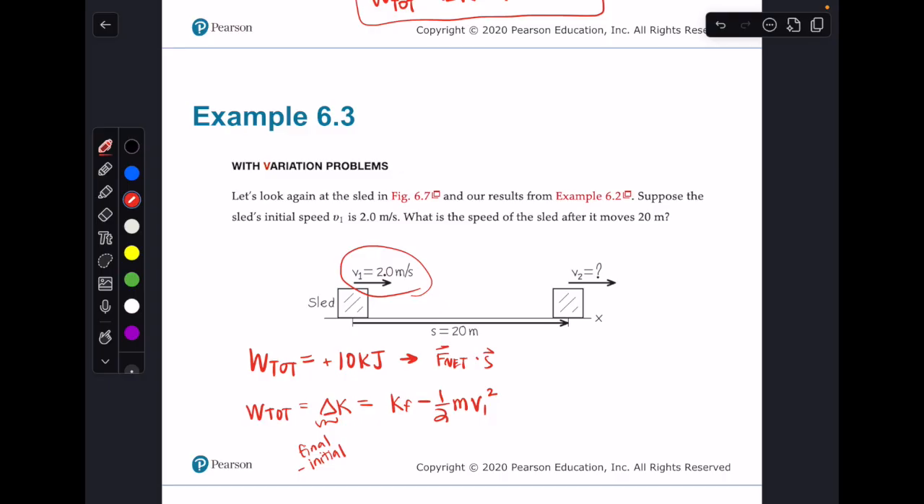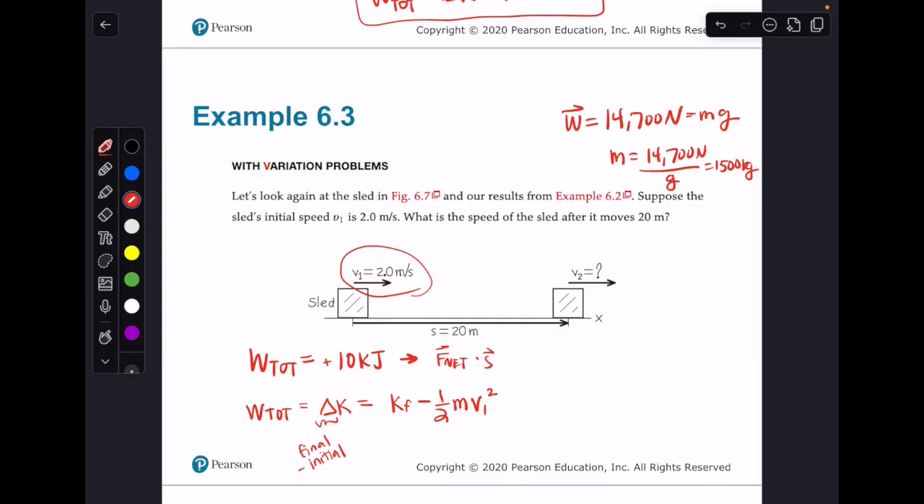So we were told that the weight vector was 14,700 newtons. And we know that that's equal to mass times gravity. So the mass is going to be equal to 14,700 newtons divided by 9.8, which is 1,500 kilograms. So we know M is 1,500 kilograms.